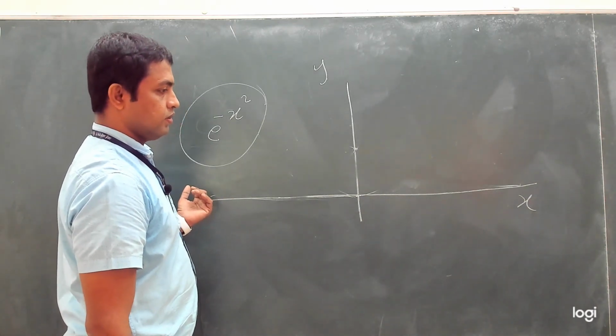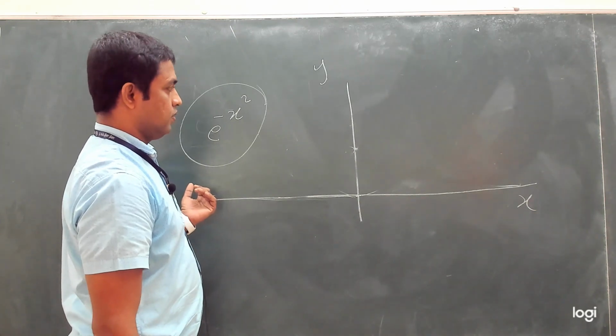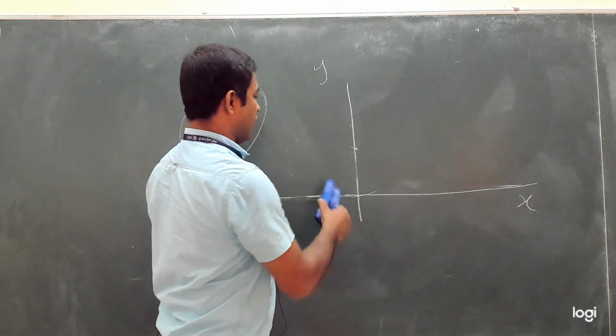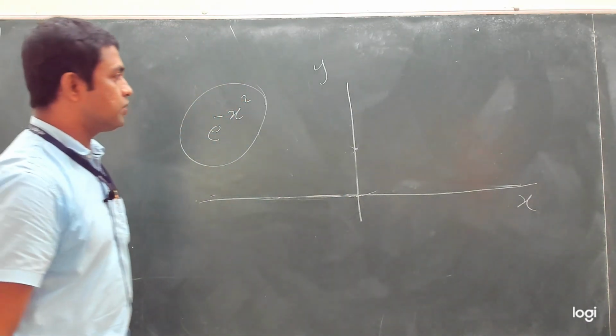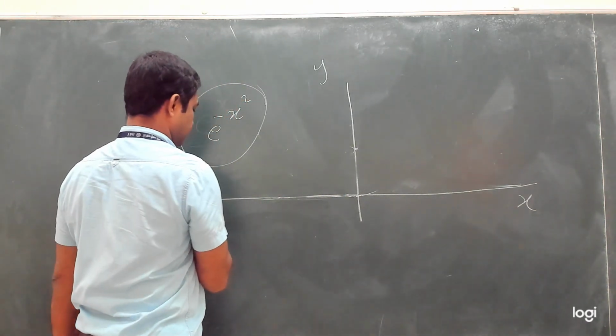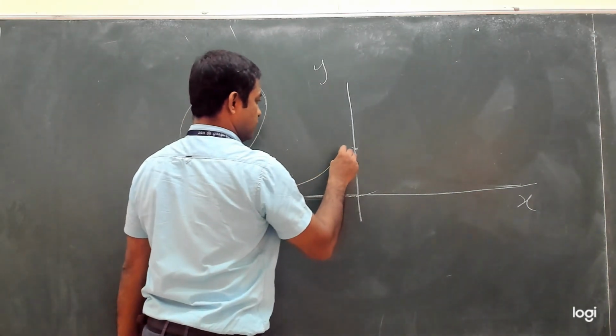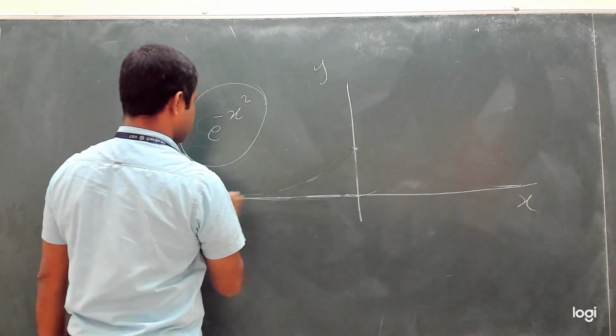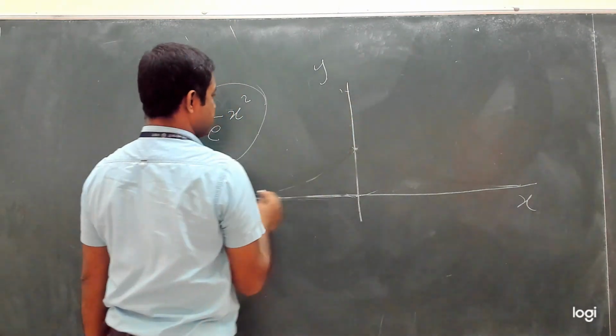Maybe maximum at 0. Maxima at 0. What is the slope at x equal to 0? 0. Okay. So now I am scaling it up, because 1 I will keep it here. So this is x equal to 0, 1.